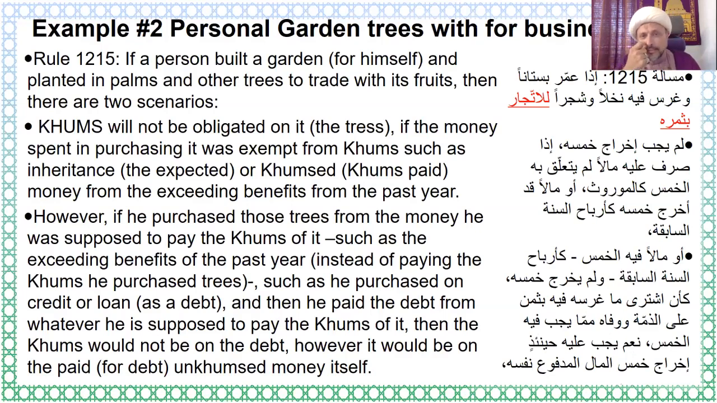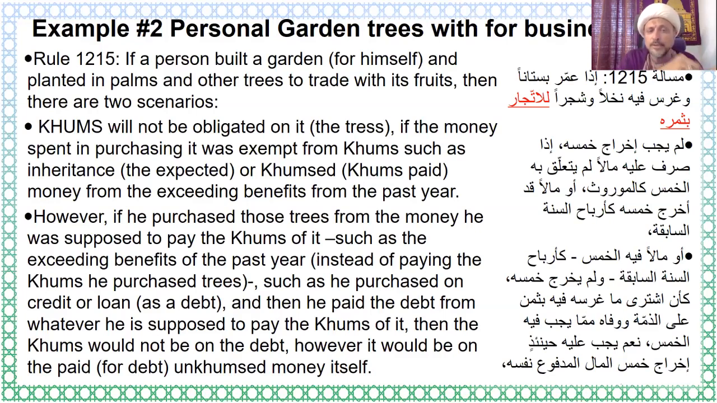So what is the difference here? The difference is he got trees, he did not pay anything. He said, I'll pay you later. Okay? So that means he did not pay anything. He got it free. Free means no instant payment was done. However, when he tried to pay off his debt, okay, he tried to pay off his debt. From which money did he pay his debt? From money on which khums was obligated.